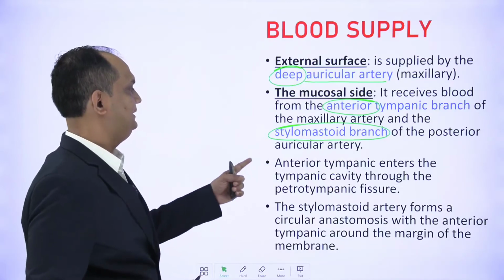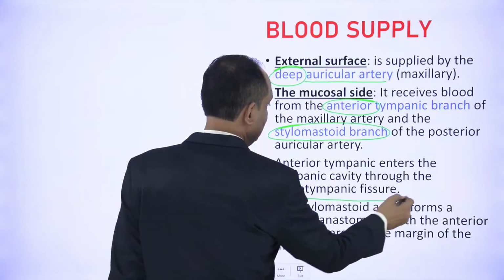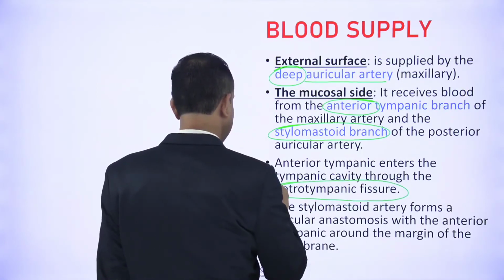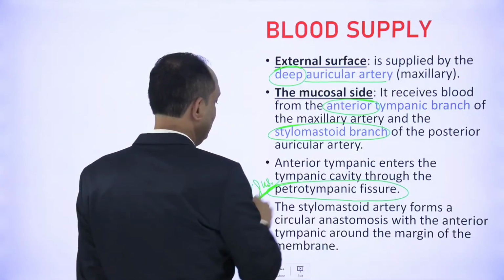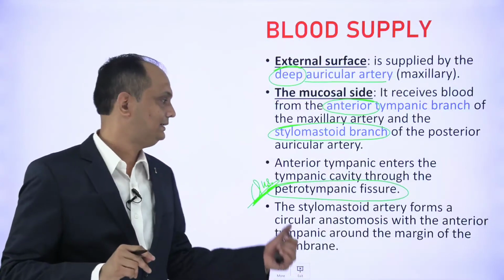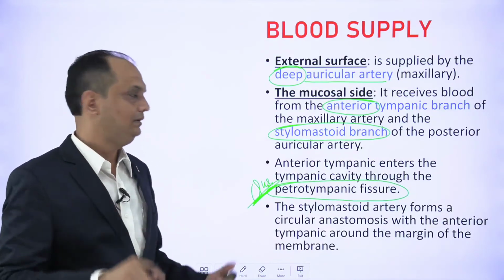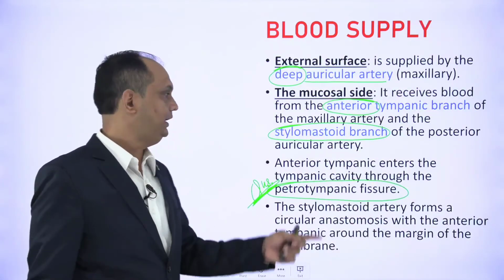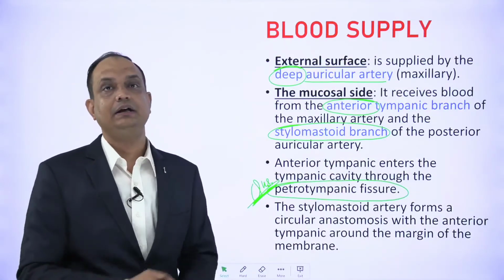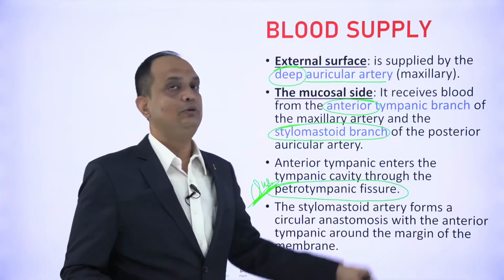Now, the important thing is that the anterior tympanic artery again enters through the petrotympanic fissure. So, in this class, you heard this petrotympanic fissure at two places. One is that this fissure allows exit to the chorda tympani nerve, and second, this fissure allows entry of the anterior tympanic artery inside the middle ear. Clear?